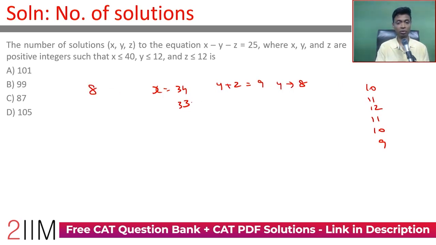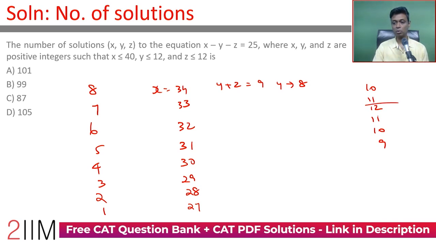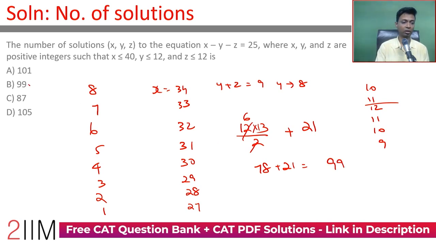We have 8 values. Here we'll have 7 values, 32, 6 values, 31, 5 values, 30, 4 values, 29, 3 values, 28, 2 sets, 27, 1 set. When it's 27, you have only one possibility. So we have 1 plus 2 plus 3 plus 4 all the way till 10, plus 10 plus 11, or 12 into 13 by 2 plus 21. 12 into 13 by 2, 6 into 13, 78, plus 21, which is 99. This is what they're looking for.